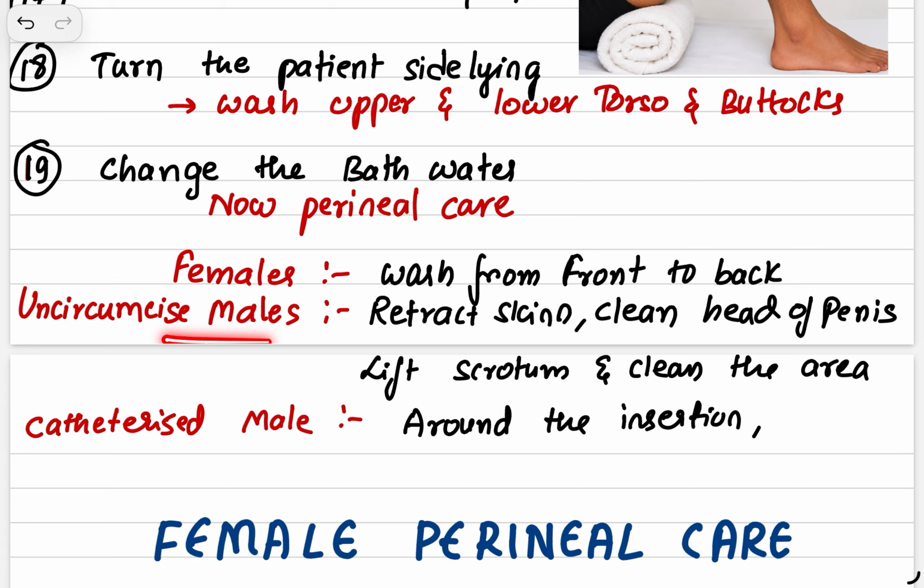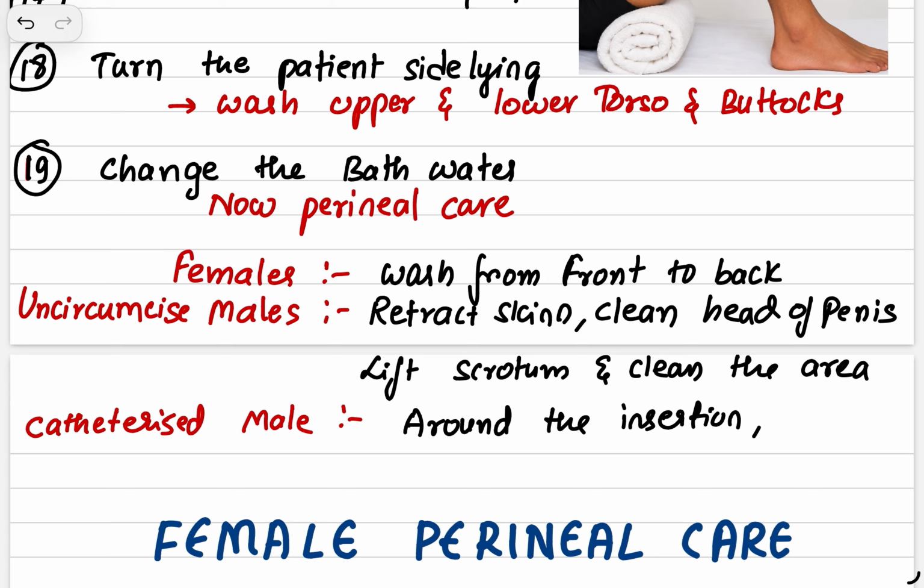Next, for the uncircumcised males, you need to retract the foreskin and pull back the glans penis, and clean in a circular motion from the center to the outer section. You need to retract the glans penis, and from the head of the penis, from the urethral meatus point, clean to the outer aspect. Clear? Circular motion for the males, front to back for the females. This point is very important.